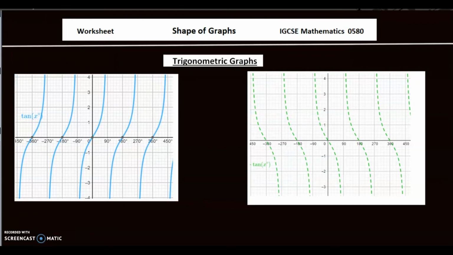Now we're discussing the final kind of trigonometric function, which is y equals tan x.